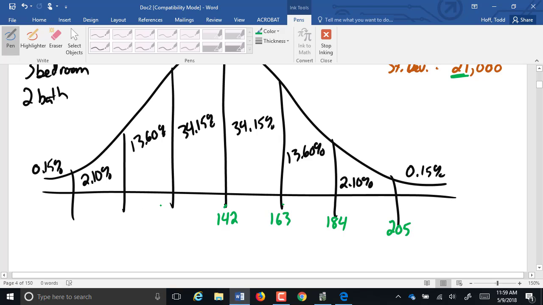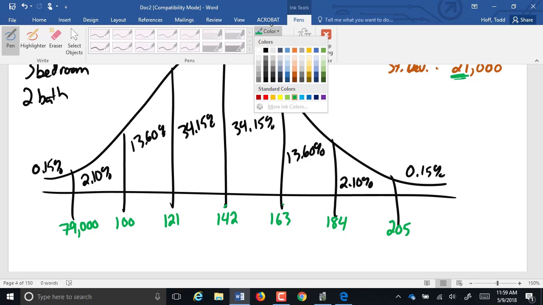Going the other way, we subtract the 21,000 each time. So 142 minus 21 is 121,000. Minus another 21,000 is 100,000. And minus another 21,000 is 79,000. Oops, I don't need those extra zeros.